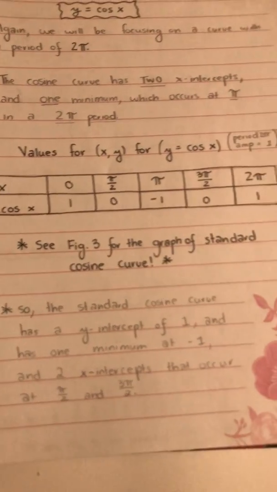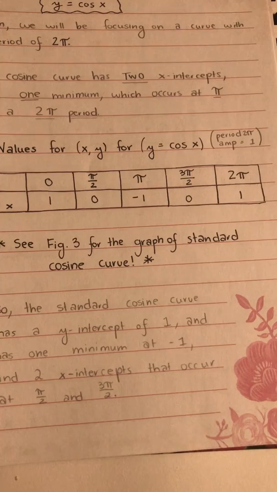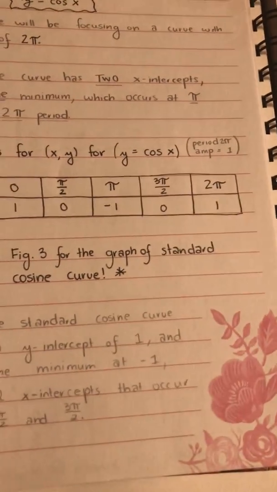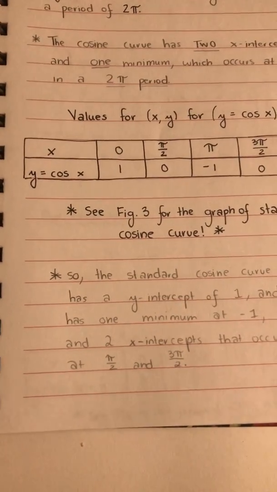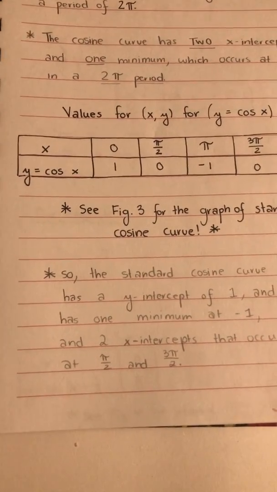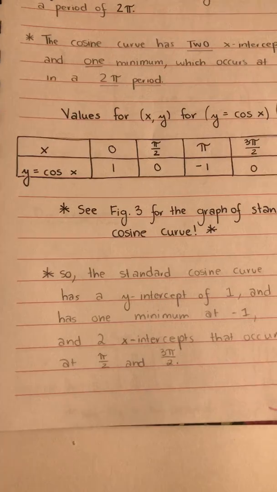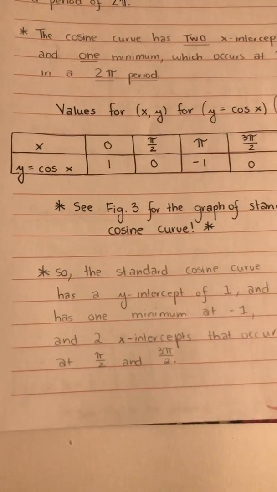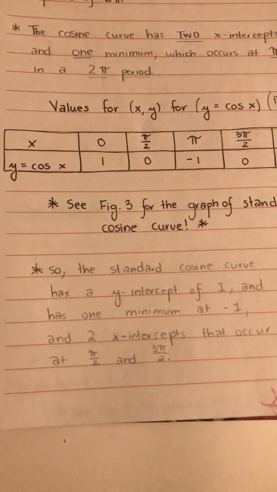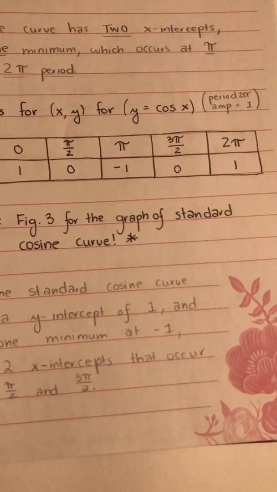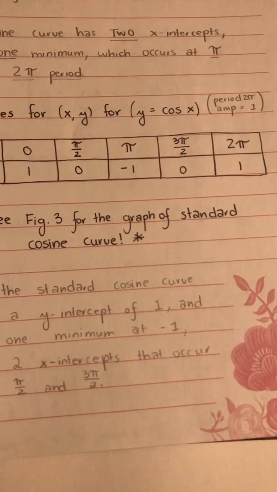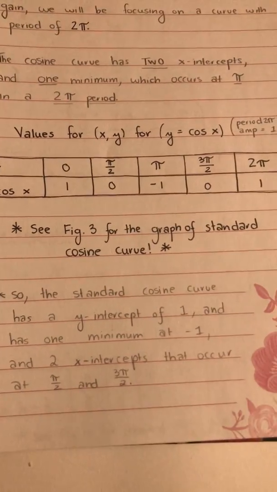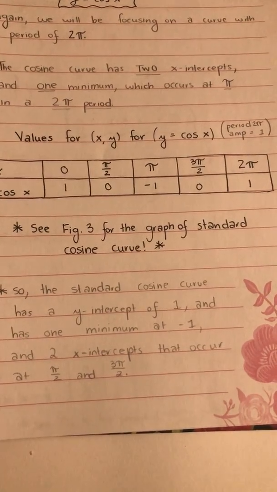The values for x and y, for y equals cosine of x with period of 2 pi, amplitude of 1. We're going to be starting at 1 instead of the origin. So y equals 1. Then we're going to move down a quarter of the way to 0, which is going to be our first x-intercept. And then 3/4 of the way at 3 pi over 2, we're going to have our second x-intercept. Our minimum is going to be smack dab in the middle, and that's going to be -1.